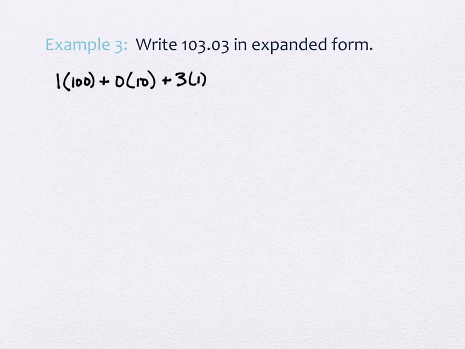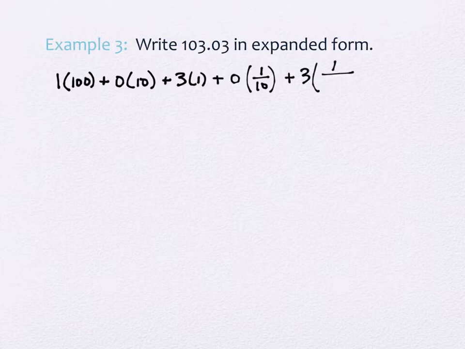Now I have a couple more. I have a 0 here, and it's in the tenths place, so this is 1 over 10. And then I have a 3, and it's in the hundredths place, so 1 over 100.